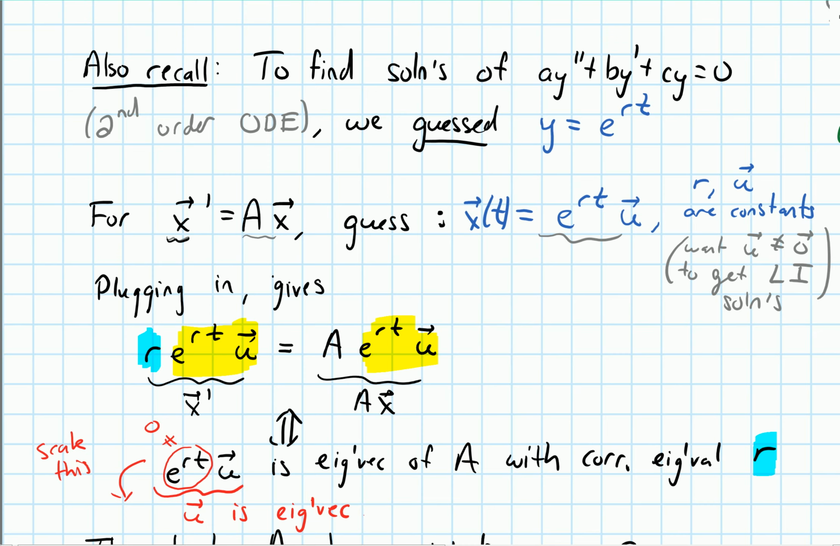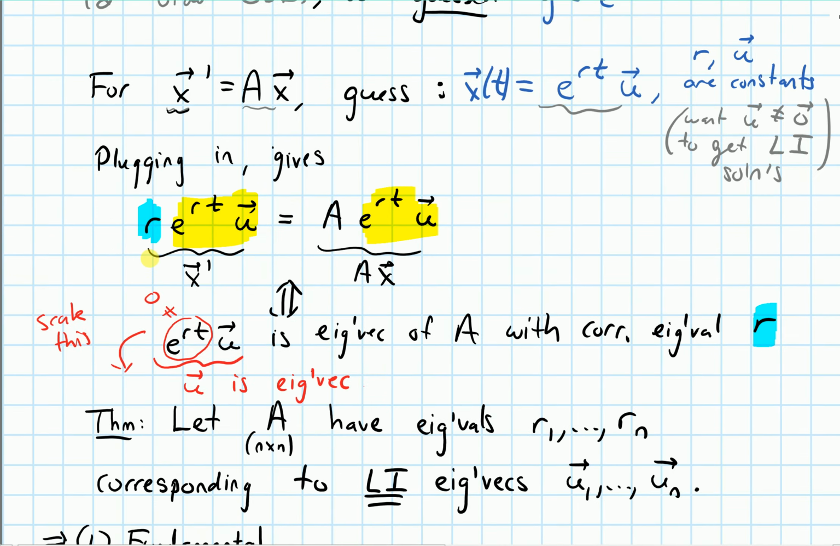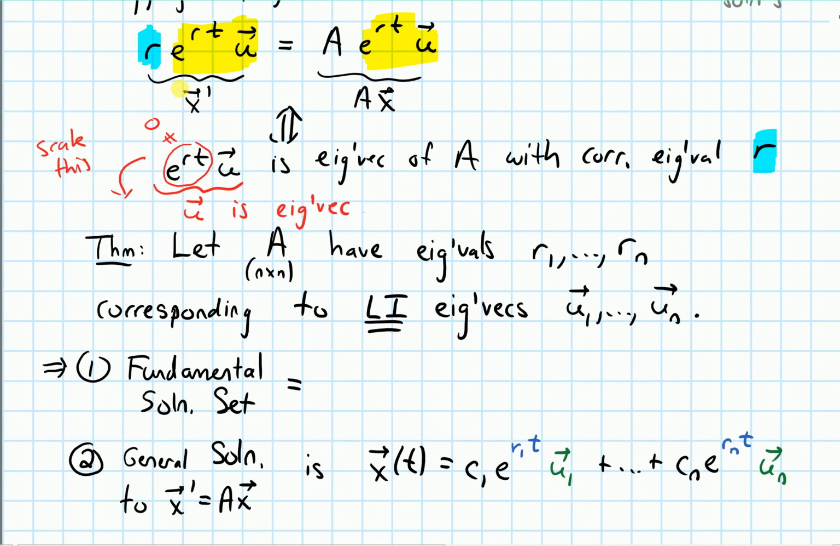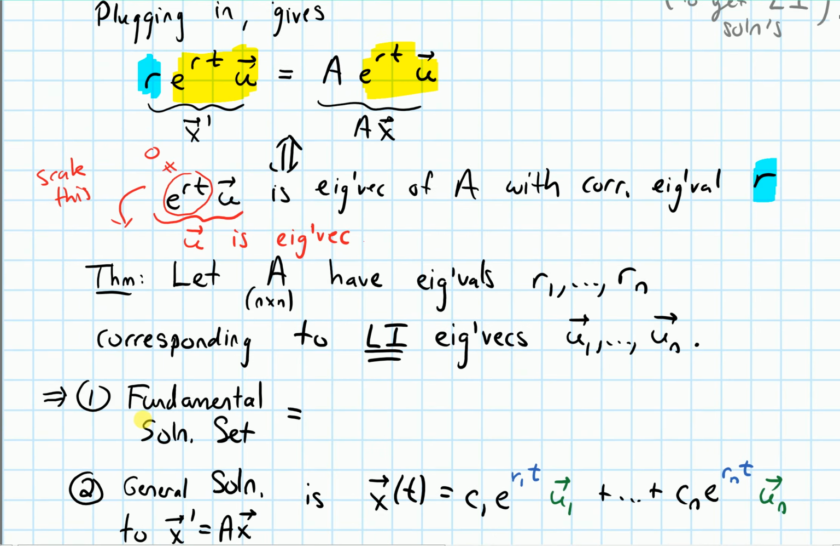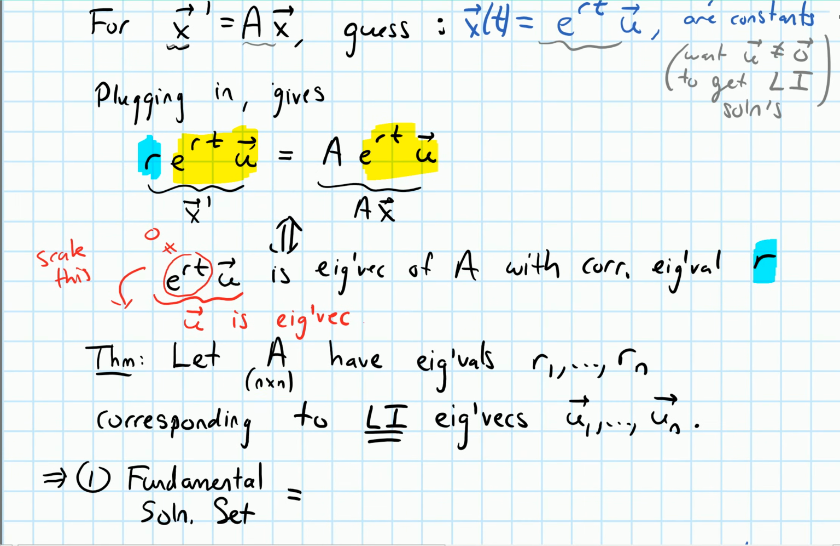We are ready to state the key theorem. If A is n by n and has eigenvalues r1 up to rn that correspond to linearly independent eigenvectors, u1 up to un, it's really important that they correspond to linearly independent eigenvectors. But the eigenvalues themselves are not necessarily distinct.